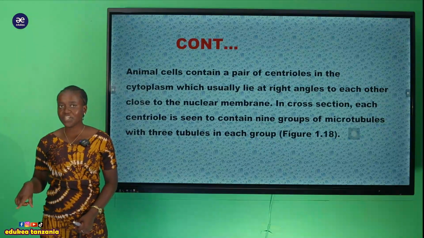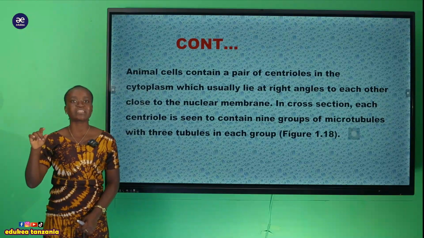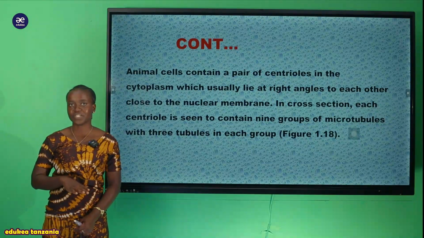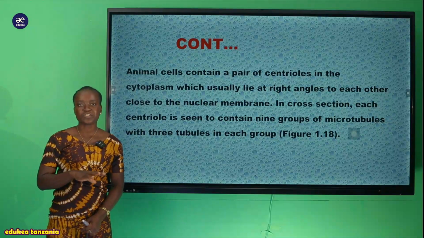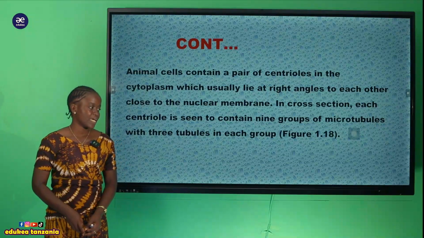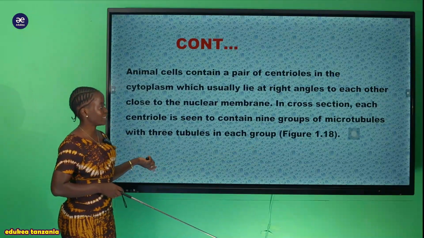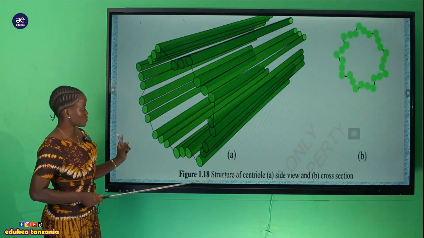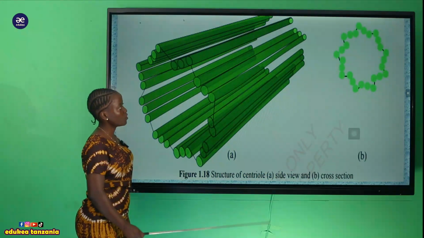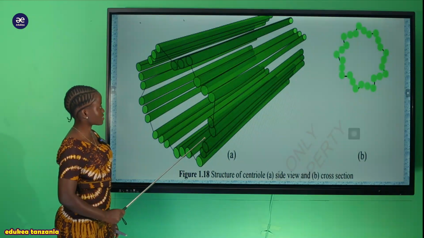It is quite different from the arrangement of centrioles found in algal and fungal cells. It is quite different. So each centriole has a different place. So now let's see this figure 1.18. This one is the structure of the centriole, the side view. This one is the side view.